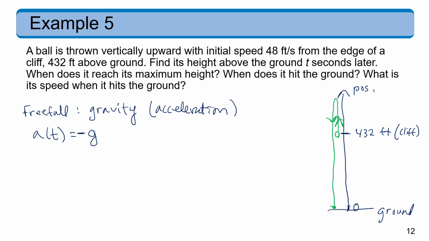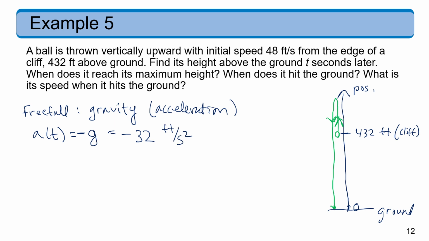Now g, we often think of that as the 9.8, but that's in metric units. Notice in the problem, measurements were in feet. If those were in meters, I would use metric units, so I would choose 9.8 for g. But since we're using feet, British units, we need to use g as 32 feet per second squared. Okay, so now this is negative 32, and if you wanted, you could put the units on it of feet per second squared.